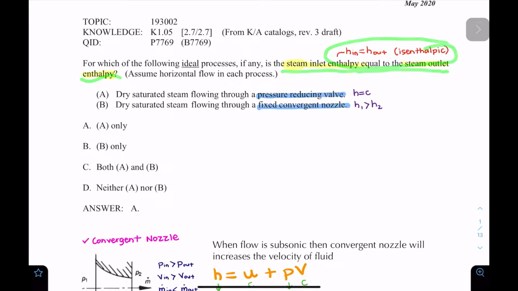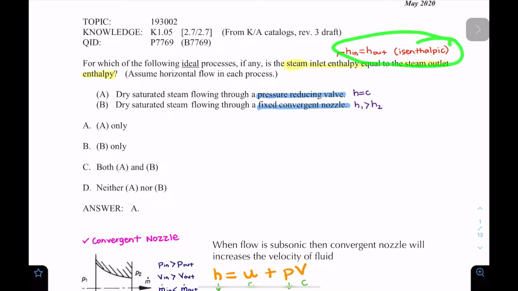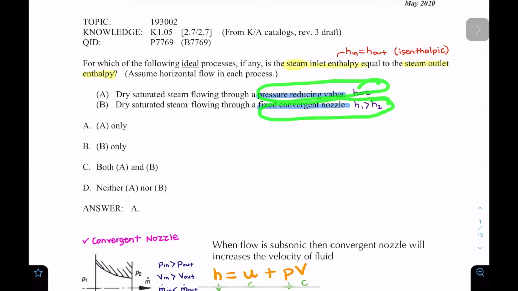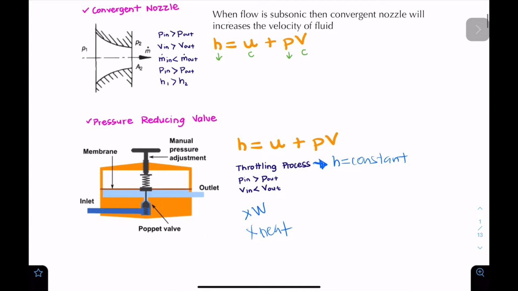So it's talking about an isenthalpic process here. Inlet enthalpy is equal to outlet enthalpy. So which one of these two will be? Okay, so first we need to understand what a pressure reducing valve is. Let's go over what a pressure reducing valve is.